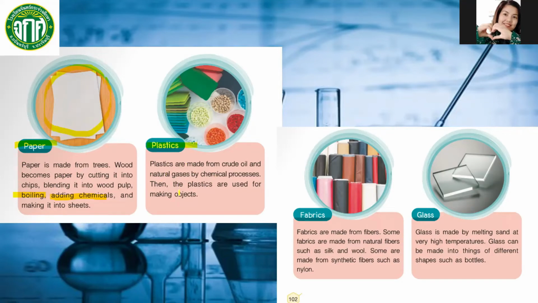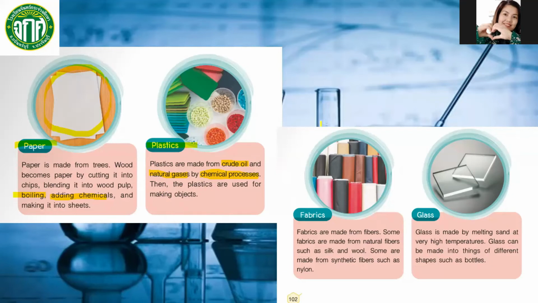So plastics are made from crude oil and natural gases by chemical processes. Then, the plastics are used for making objects. Okay, so we've made plastic from crude oil and natural gases via chemical processes. That's why we have plastics, and these plastics are being used for making many objects.